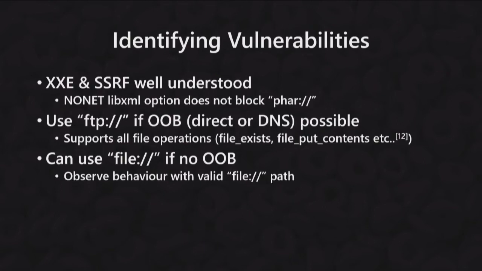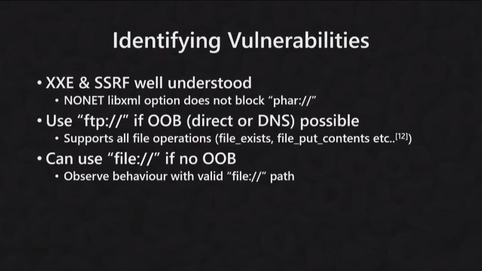Okay, so in terms of identifying vulnerabilities, like I mentioned, we're not really talking about any new types of vulnerability. It's exploiting what are essentially XXE issues or server-side request forgery. The one interesting aspect with XXE is that you don't need any outbound connectivity. There's a libxml option which disables network connectivity, but phar is a local file, so it won't prevent you using the phar stream wrapper.